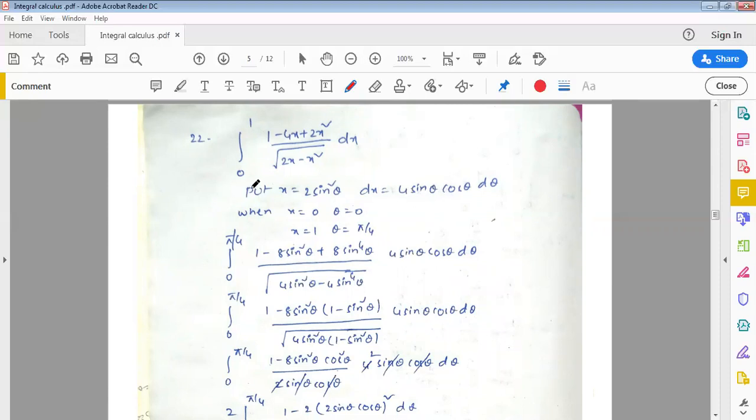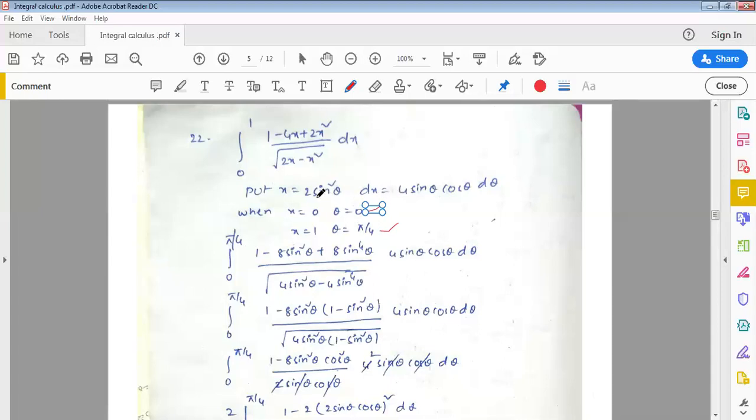Whenever we are changing the variable x to theta, we also have to convert the limits of x to limits of theta. When x is equal to 0, we get sin theta is equal to 0, which implies theta is equal to 0. Similarly, when x is equal to 1, we get sin square theta is equal to 1 by 2, and sin theta is equal to 1 by root 2, that is theta is equal to pi by 4. So in place of 0 comma 1, we have to write 0 to pi by 4.